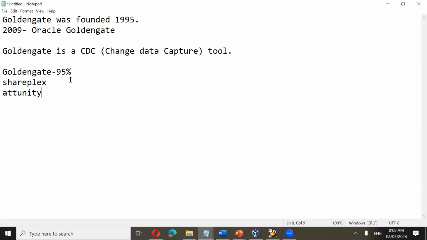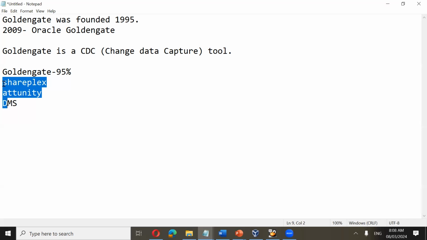And one more product, which is not widely used, but I have seen some places where it is used, is DMS. The product is from Amazon. But again, the market share of GoldenGate is 95% and the remaining is divided among others.